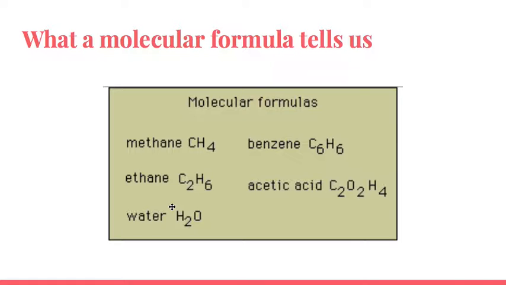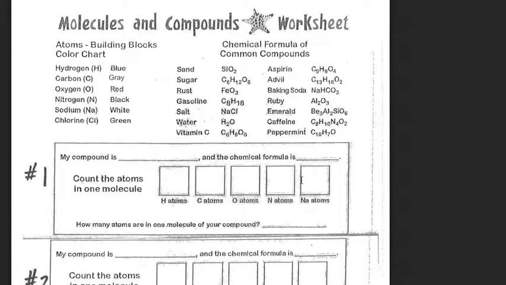Now today, what you're going to be doing is looking at a piece of paper that looks like this. You can see you've been given some information: hydrogen, carbon, oxygen, nitrogen, sodium, and chlorine, and what they're going to be represented with. So blue, gray, red, black, white, and green. Now, if you notice over here, though, not all of these common compounds that you're going to be identifying have these materials. Some of them are made up of different ones.